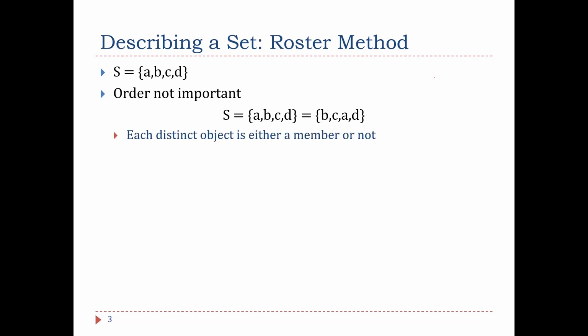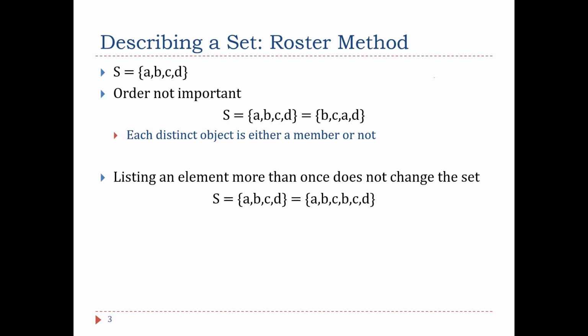Just to mention that the order is not important and that each distinct object is either a member or not. Listing an element more than once does not change the set. So if you say it's A, B, C, B, C, D, well, it's simply the set A, B, C, D, okay?